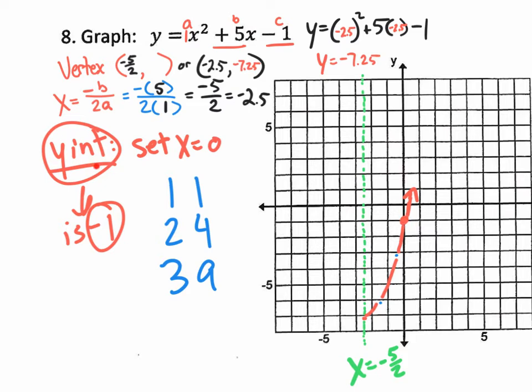And again, how do you find the y-intercept? You set x equal to 0. So it's pretty easy. Once you find your vertex, then you calculate your y-intercept. You don't even have to deal with the pattern.